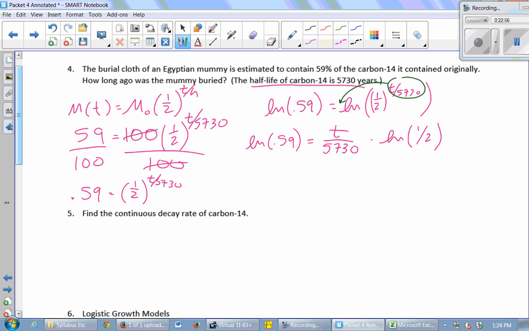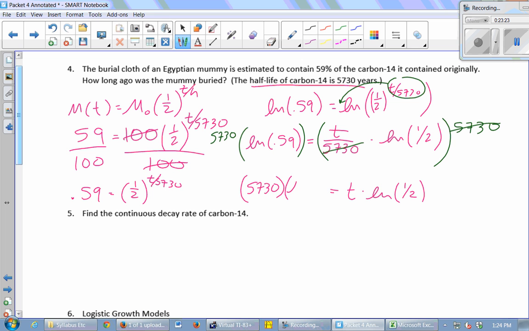Multiply by what? 5,730. So yeah, I'll do that first. Multiply both sides by 5,730. So on the right, the 5,730s cancel, and I have t times the ln of 1/2. And on the left, I have 5,730 times the ln of 0.59.